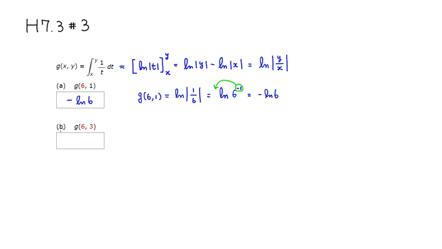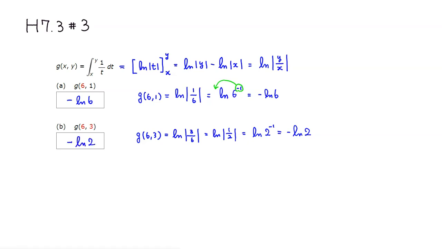And how about part B? g of 6 comma 3. This is going to be the natural log of the absolute value of, y is 3 and x is 6. You can simplify 3 over 6 as 1 half. You don't really need the absolute value because 1 half is positive. Again, 1 half is the reciprocal of 2, so we can place a negative sign in front, just like part A. So it's going to be negative natural log of 2.